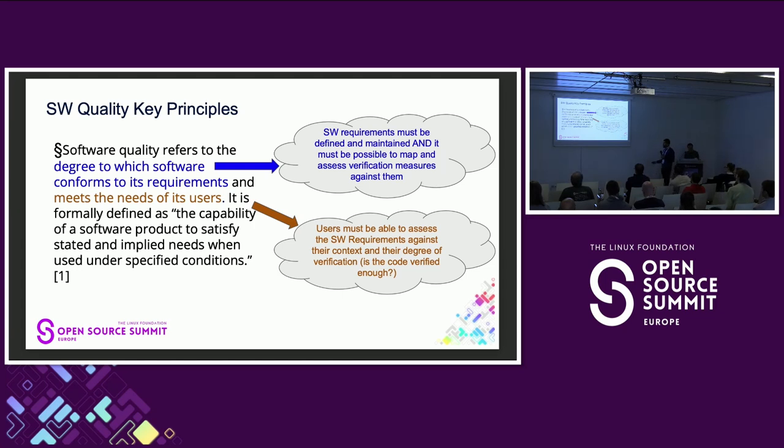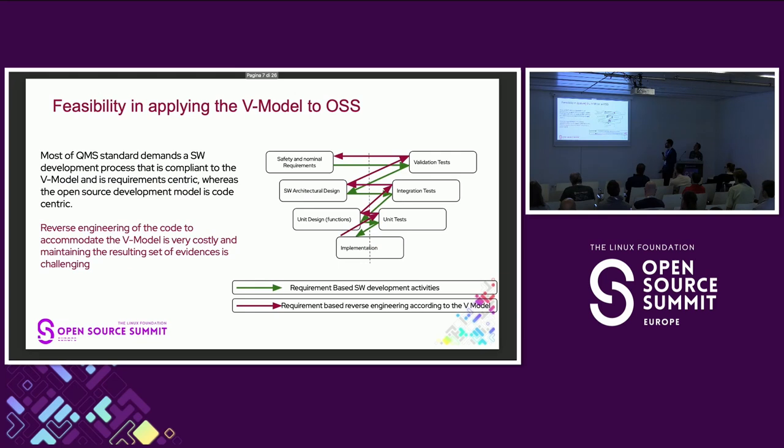So when it comes to functional safety, okay. And so these are the two key principles behind software quality. And now there is a problem.